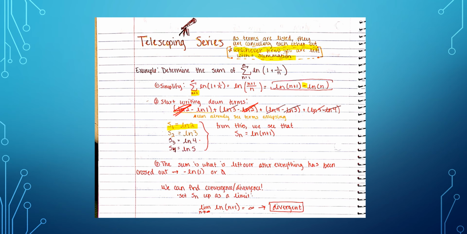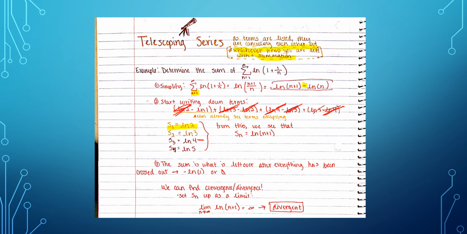Our S of 3 is equal to ln 4 because when we get to the third term, we see that ln 3 has canceled out. And so now we're left with our 0 plus our ln 4, which gives us ln 4. Our S of 4, when we add all of these together, we see that ln 4 has now canceled out.